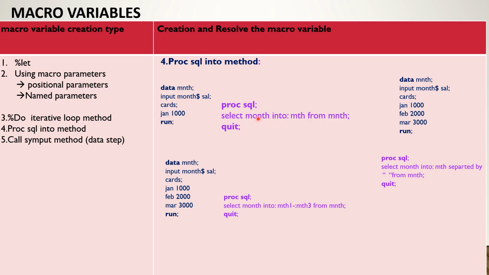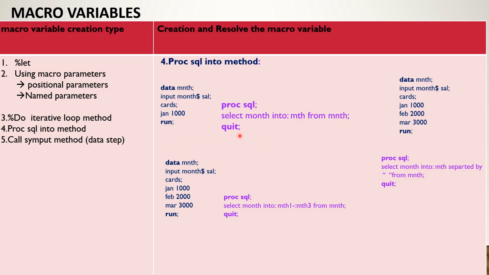That variable name we need to write. Then INTO, then colon, then the macro variable name. This macro variable name we need to write from which data set, that data set name we need to write. Then quit. Then we need to call the macro variable, meaning what is inside the macro variable.